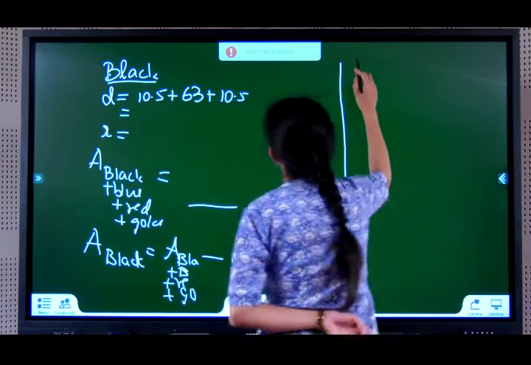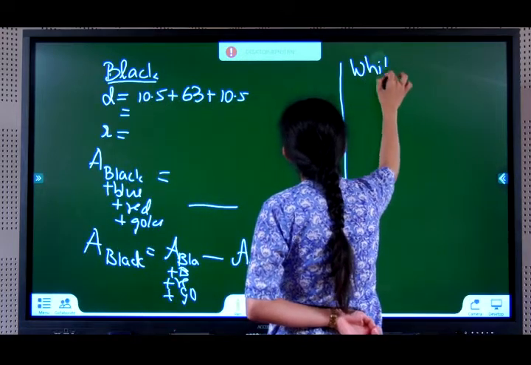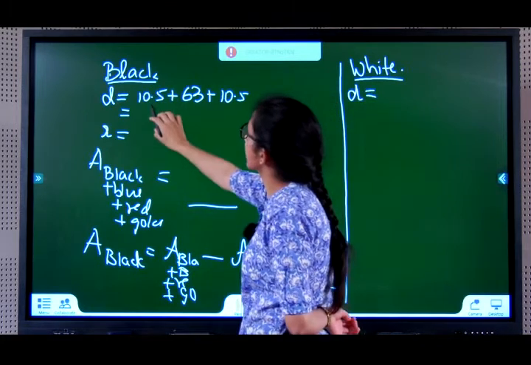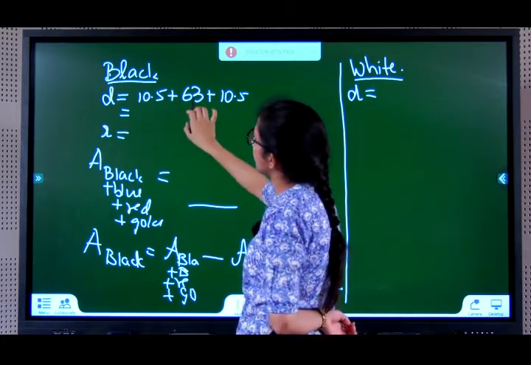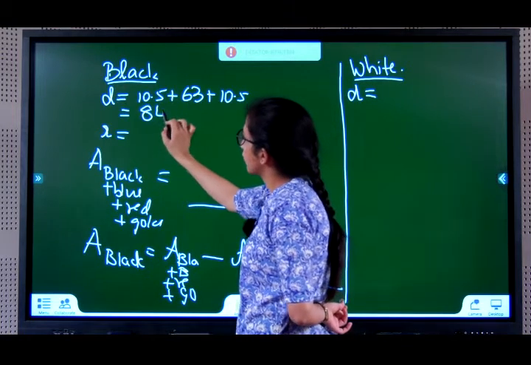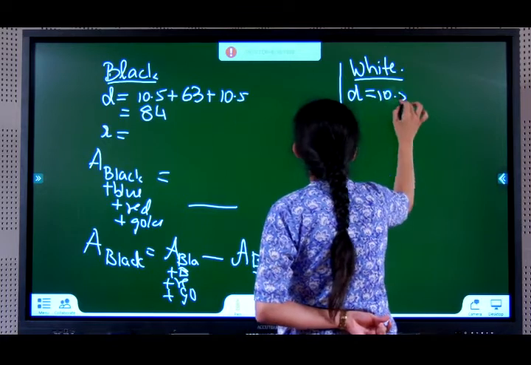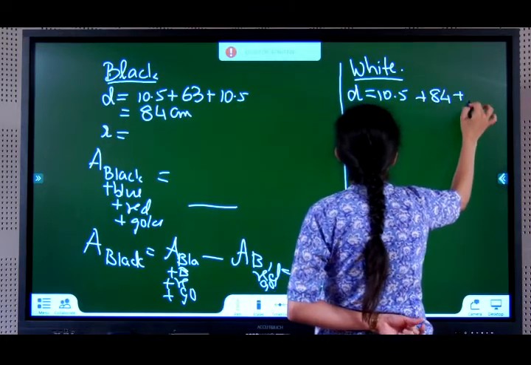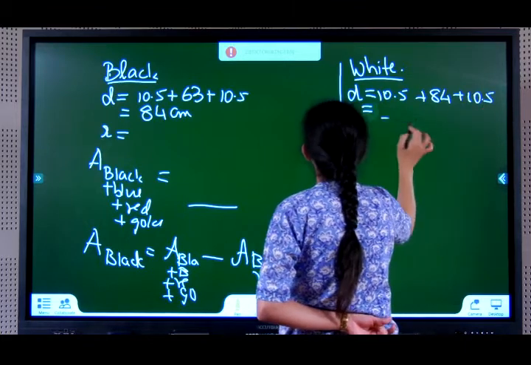Similarly, do for white also. What will be white? Your new diameter. So here this is 10.5, 10.5, 21. 21 plus 63, what did we get here? 84. So this will be 10.5 plus 84 plus 10.5. I hope you are understanding how we are doing this.